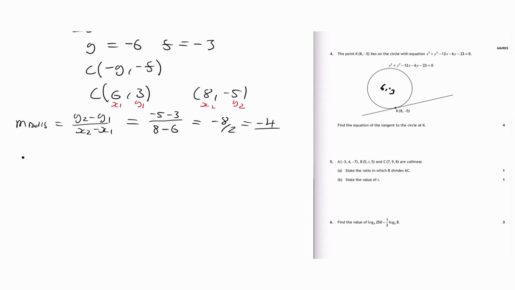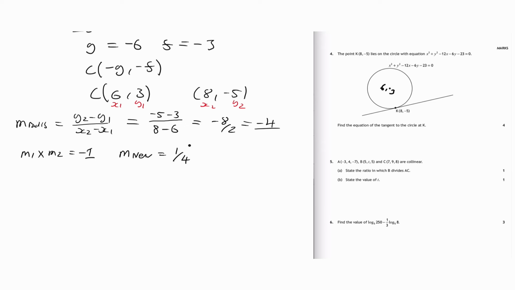Okay, and now we need to use our relationships of perpendicular gradients. So we know that m1 times m2 is going to be negative 1. So if we take the inverse of this and change the sign, we're going to have m new. It's going to be equal to positive 1 over 4.